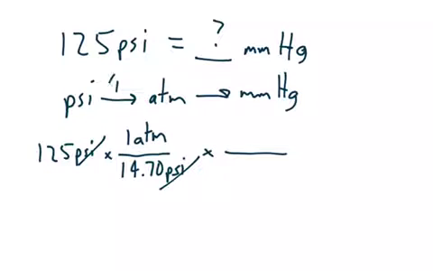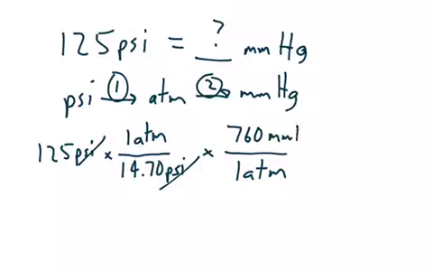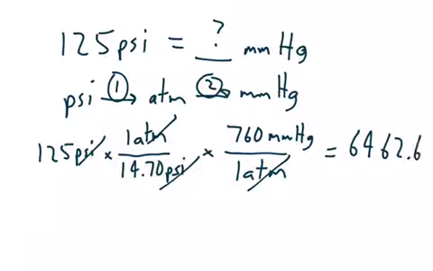So this is step one. Now step two, we want to get rid of the word atm. In an atm, there are 760 millimeters of mercury. And you set it up that way. Then if you multiply the top, 125 by 760, I'll do that on my calculator, and then divide that by 14.7, you get a very large number. You get 6462.6, and it keeps going.